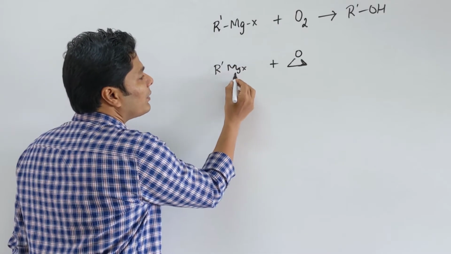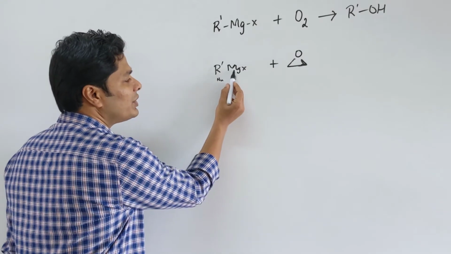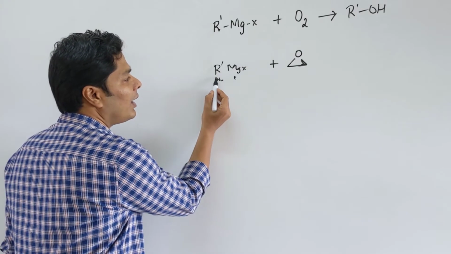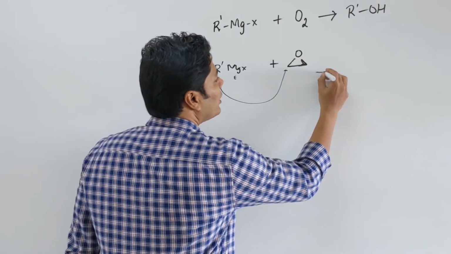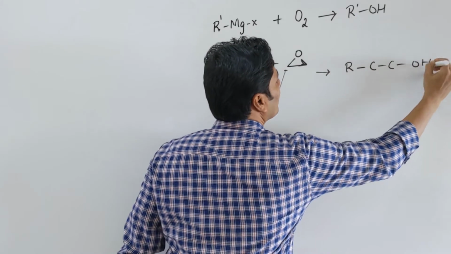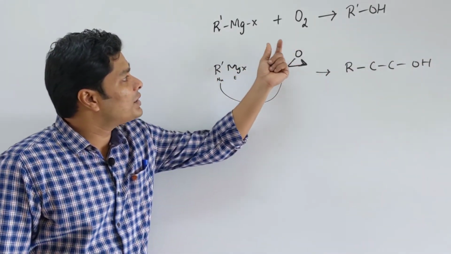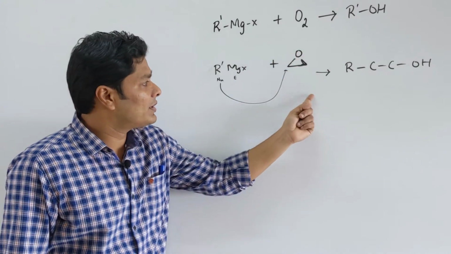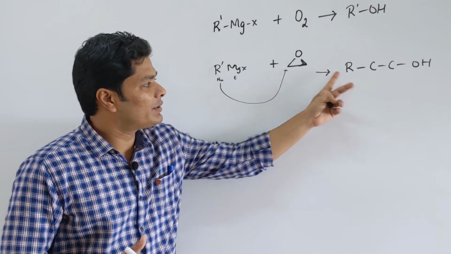RMgX. Now here this is the electrophile, this is the nucleophile, because Mg is a metal, so it is deficient in electrons, and R is going to be rich in electrons. This is going to attack on this side. So what you end up getting, you can jump straight to the product. You're going to get a primary alcohol. Now the major difference between the other reaction and this one is, here it's a step up reaction. You're going to have two extra carbons.